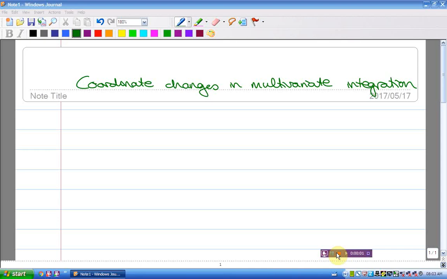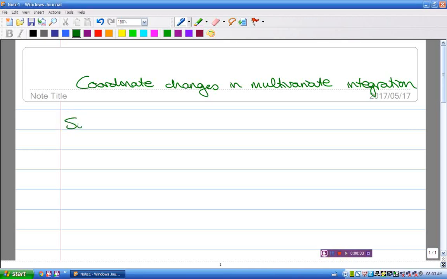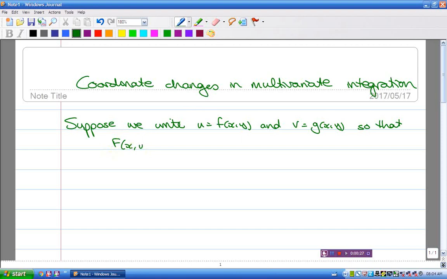Integration. So let's start. Suppose we write u equals f of xy and v equals g of xy, so that our good friend capital F, which has component functions f and g, we can write like that.